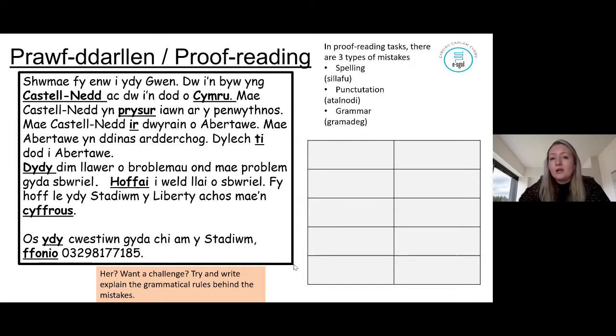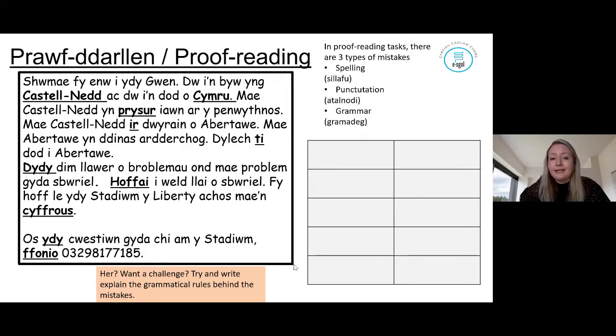Yes, it's worthwhile going back and reading the sentence before to find out the context, and definitely the word before and the word after, because obviously that's going to affect it mutation-wise. But the most important thing is that you attempt all of these questions, the words that are underlined and in bold. OK, so what I want you to do now, half a minute, let's get some ideas going. Pop in the chat what you think those change to. So I'll give you a bit of a clue.